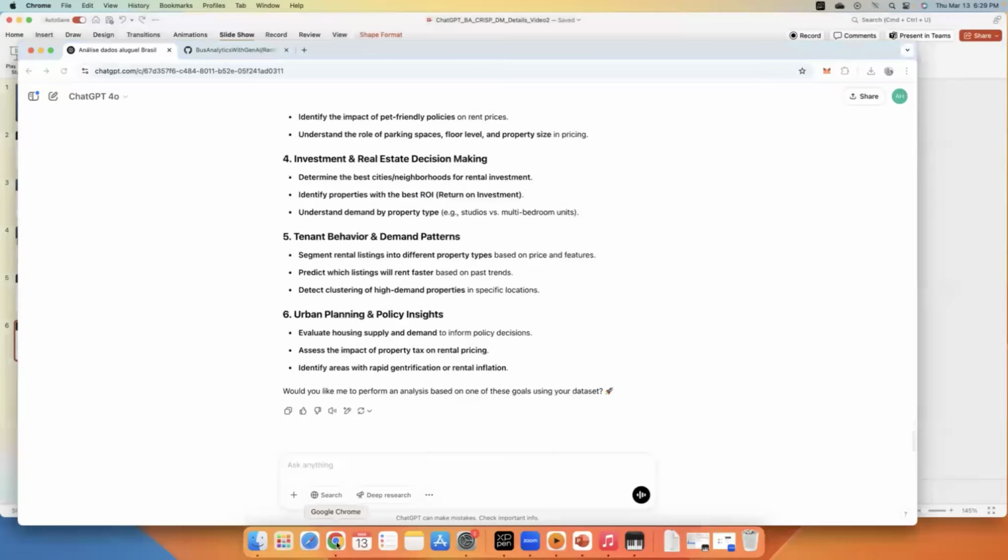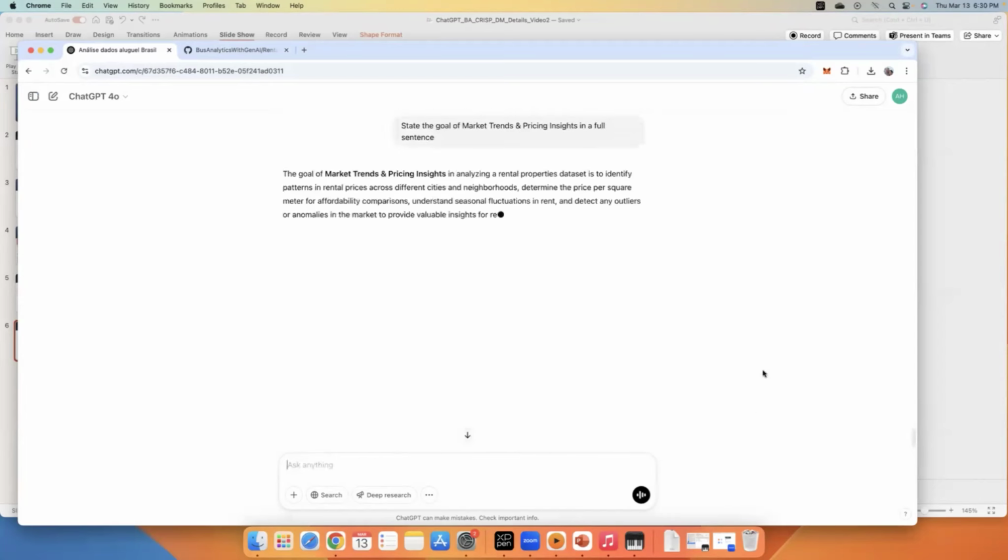But you can still tell the computer to state in a sentence the objectives of my study when my goal is market trends and pricing insights. So state the objectives, or just the goal, in a full sentence. Yes, we're now deciding. We focus on number one, market trends and pricing. And yes, I need a full sentence statement.